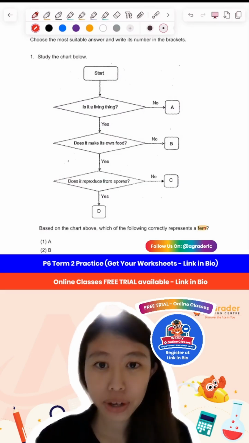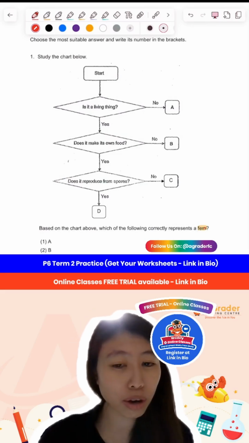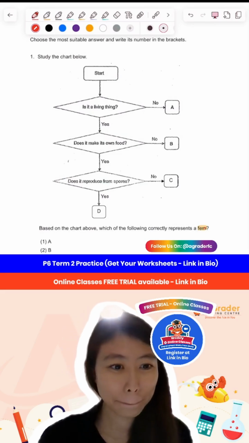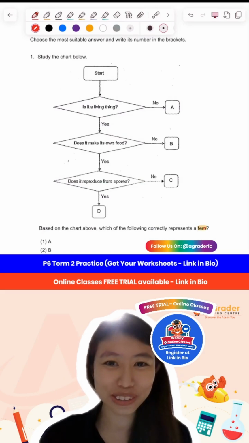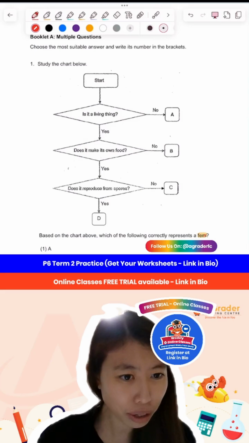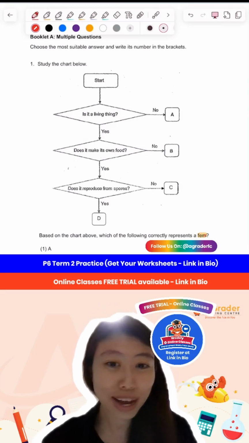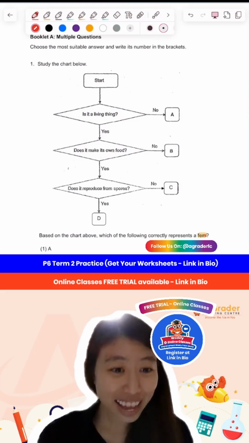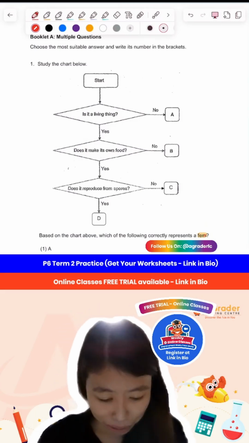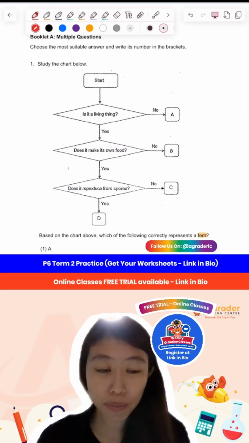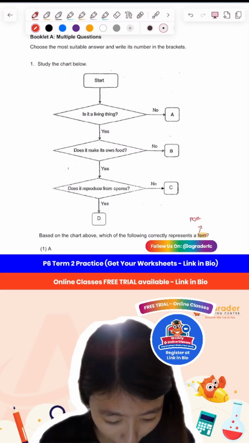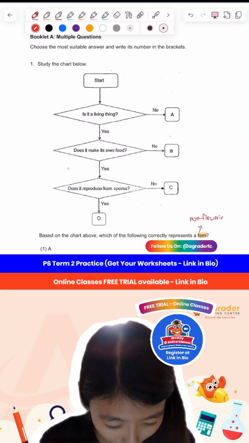So for a fern, do you all know what group of plants it belongs to? Do you have any idea? Ah, fern not fungi. Yes, fern is a non-flowering plant. All right, very good. So please take note that this is a non-flowering plant.